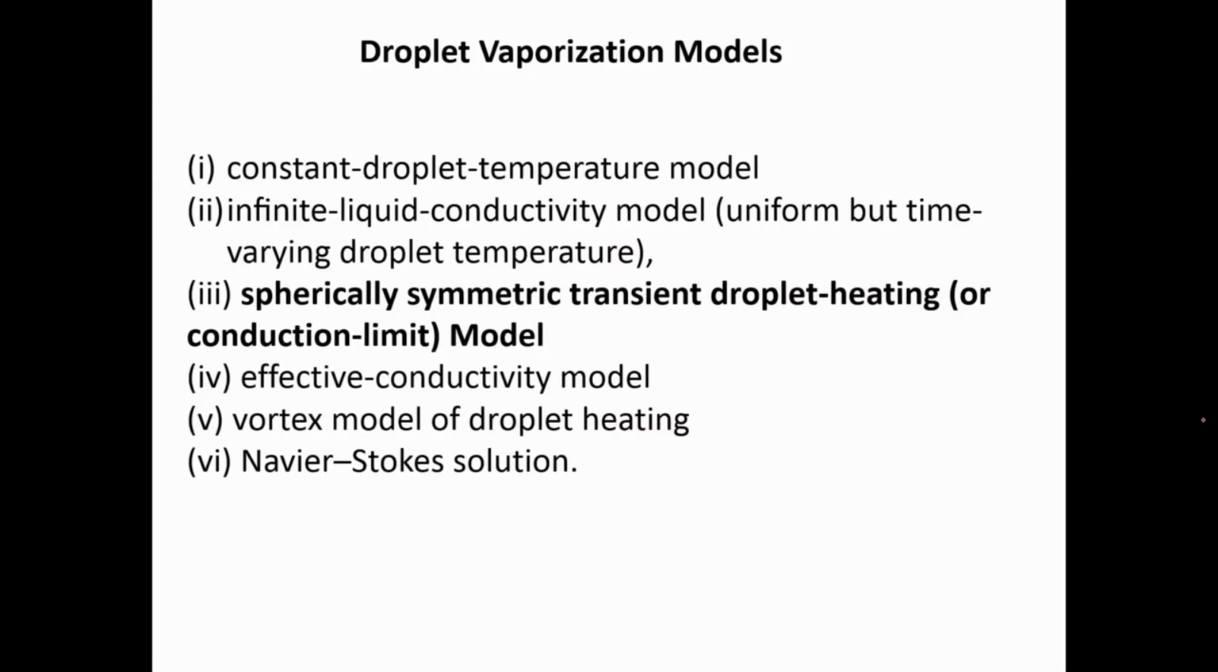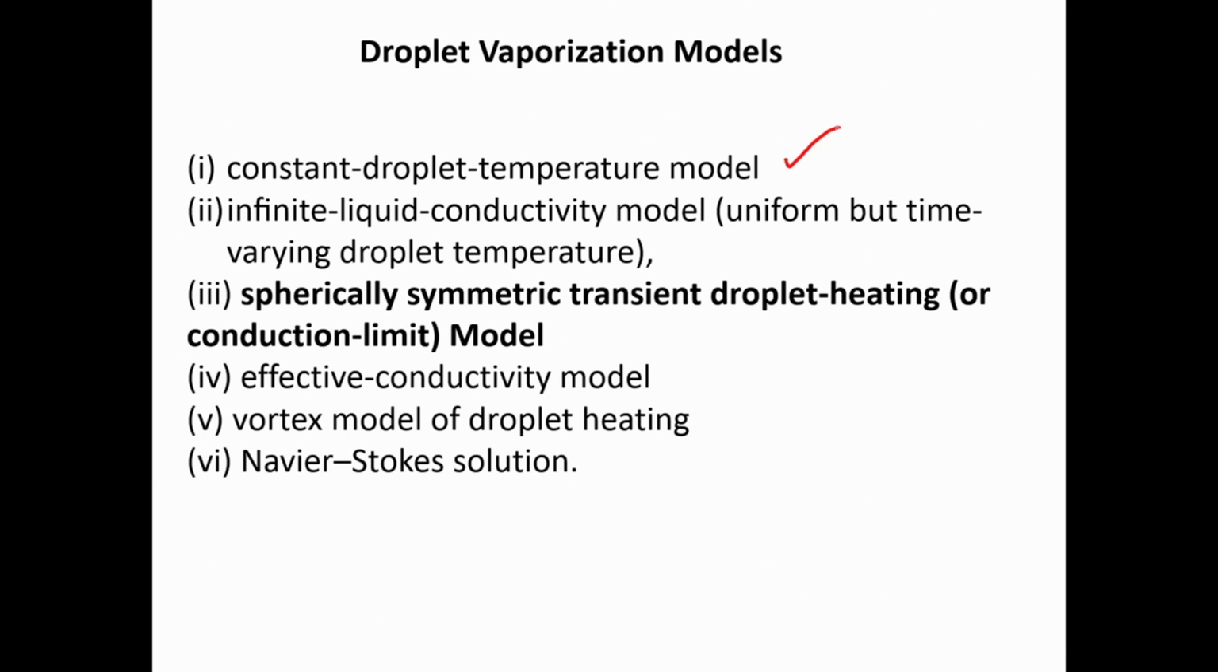Welcome to today's lecture. Here, as promised, we would now take a look at the different droplet level models, the different droplet vaporization models, and we are going to go one by one. The first and simplest model is the constant droplet temperature model. This is the model that is going to yield you the d square law essentially.